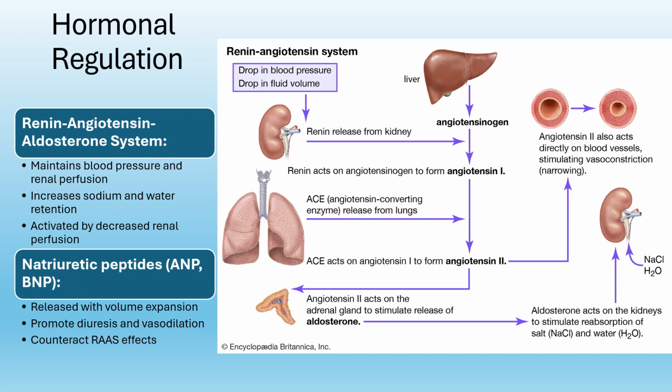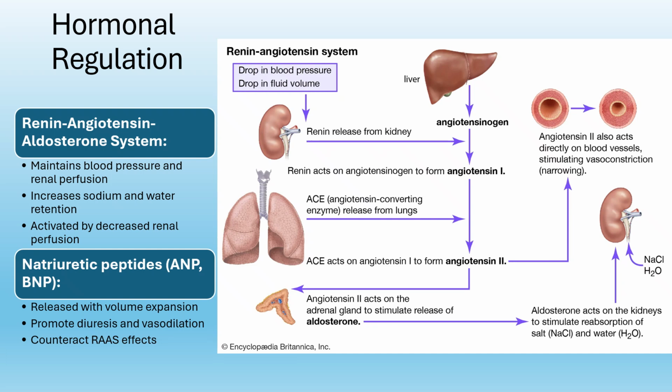Understanding how these systems interact helps us recognize why certain clinical scenarios trigger predictable responses. The renin-angiotensin-aldosterone system, or RAAS, serves as the body's primary defense against low blood pressure and poor renal perfusion. When blood flow to the kidney decreases, specialized cells in the afferent arteriole detect this change and release renin. Think of renin as an alarm bell that starts a cascade of events.